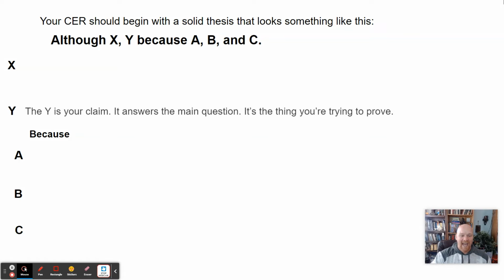The Y is my claim. It answers the main question. A lot of times when you get an essay response, you're going to be responding to a question. You're making a point about something. It's one main thing that I'm trying to prove. That's the why. And when I'm doing the process of writing my thesis, I start with the why. That's my claim. That answers my question.